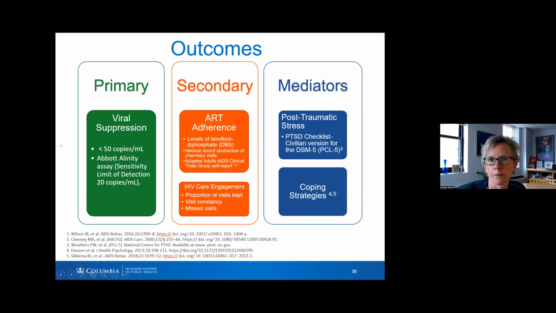This reflects our outcome measures, just to restate again that we are looking at viral load suppression as the primary outcome and ART adherence as the secondary outcome. And the two hypothesized mechanisms of action are reductions in traumatic stress and specifically improvements in coping, which has typically been shown to be reductions in avoidant coping and improvements in active coping.